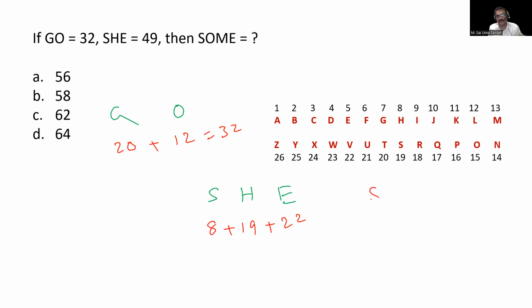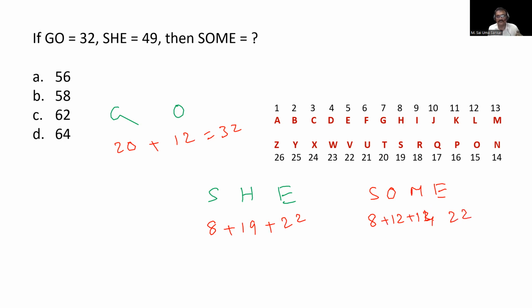Now what we required? We required SUM. S is the 19th letter from your left hand side. What is it from your right hand side? That is equal to 8. And U is the 21st letter from your left hand side. What is the right hand side? That is equal to 6. M is the 13th letter from your left hand side. What is the right hand side? That is equal to 14. And E is the 5th letter from your left hand side. What is the right hand side? That is equal to 22.